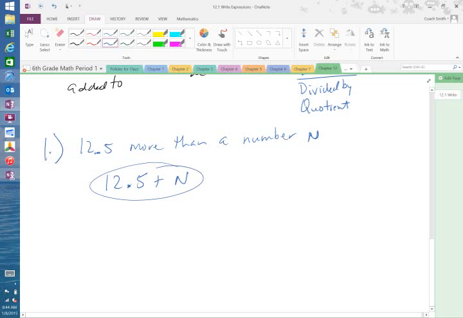That's answer number 1. Then we're going to take that answer, 12.5 plus n, and plug in 5. Okay, and then we're going to add it together. If I have $12.50 and I add $5 to it, how much money do I have, Jonah? No, not 20. 12.5 plus 5.